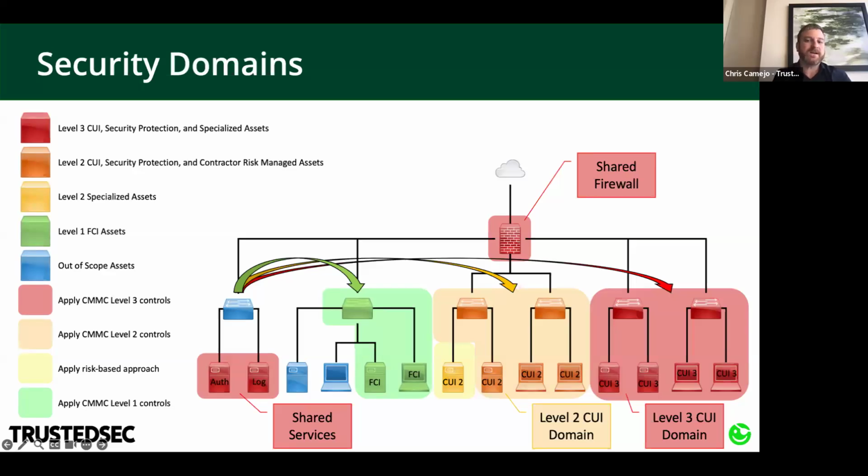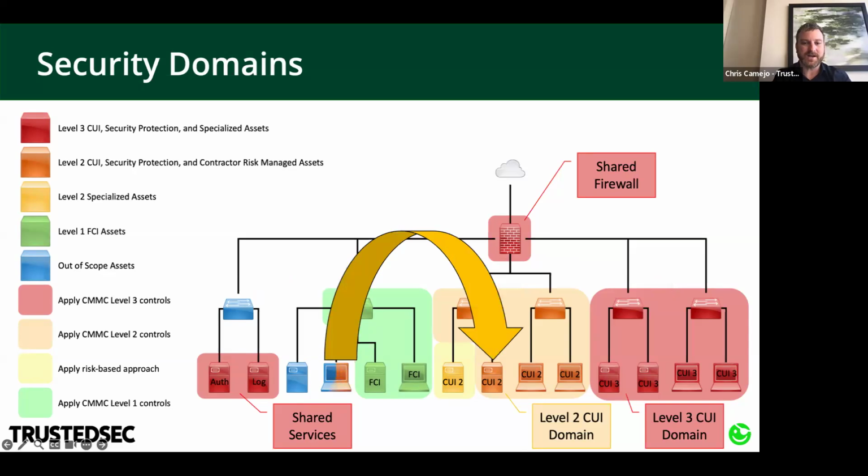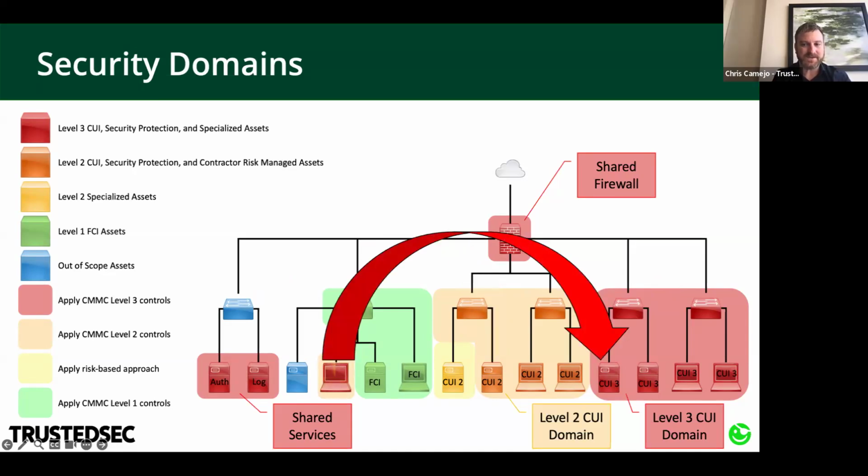You have to be very careful to avoid expanding scope when allowing connections through the firewall. If the firewall allows an otherwise out-of-scope workstation to access a level 2 CUI asset, it becomes a level 2 contractor risk managed asset and must have CMMC level 2 controls applied. Even worse, if the workstation can access a level 3 CUI asset, then it becomes a level 3 CUI asset itself, and everything that can connect to that workstation also becomes a level 3 CUI asset because risk managed assets do not exist in level 3.